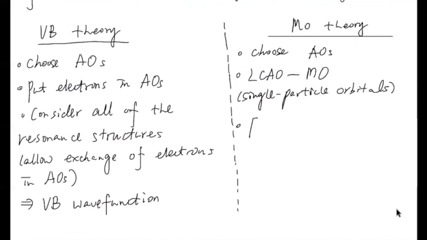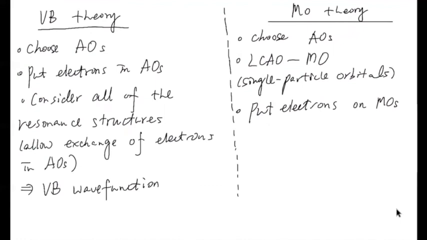Next thing you do is you put electrons on the molecular orbitals, right? It's really that the molecular orbital is for the motion of a single electron over the whole space, over the whole molecule. It's not just between two atoms, right? This is the essence of molecular orbital theory. And then you construct the Hartree-Fock wave function, which is a Slater determinant. This is molecular orbital theory. This is what you do.